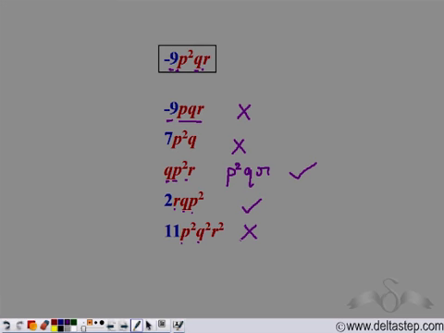So like terms are the terms which have the same algebraic part, and unlike terms are the terms which have different algebraic parts.